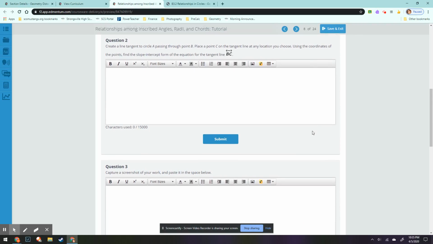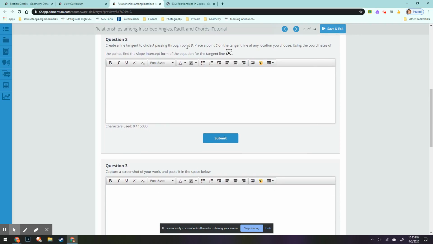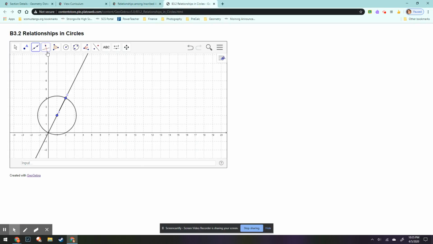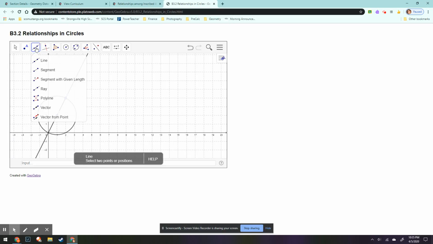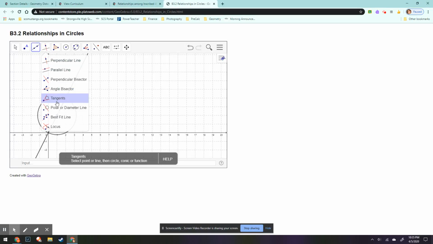Question 2, create a line tangent to circle A passing through point B. So let's do that. A line tangent to circle A but passing through point B. So I would start with lines over here, but I don't see anything that's really helpful. So let me go over to this next one, and then I see tangents. Okay, so now you notice when you hover over tangents, down here in that little gray box, it says to select the point or the line, then circle or the function.